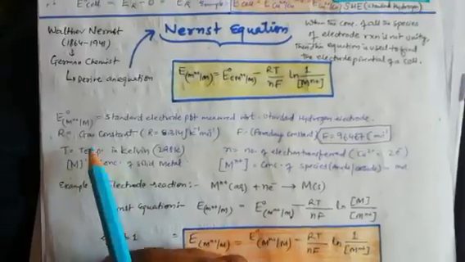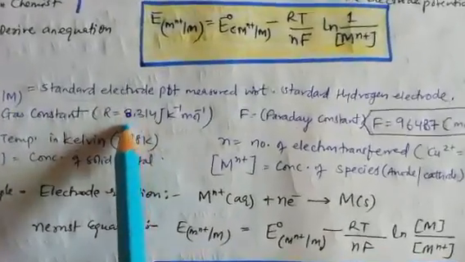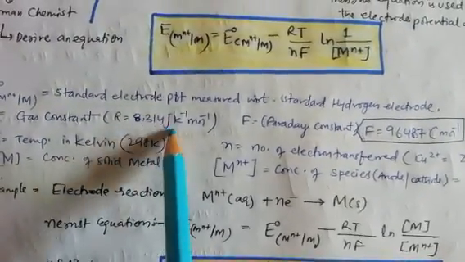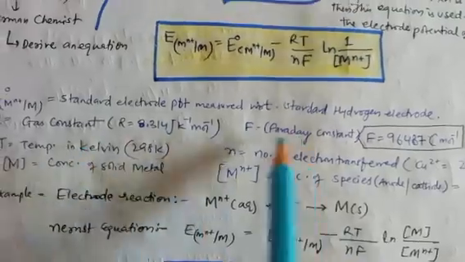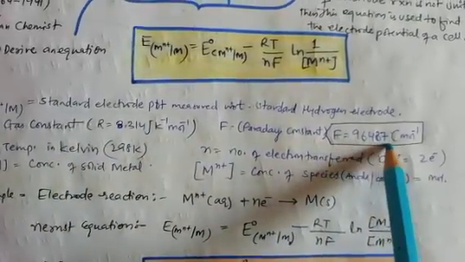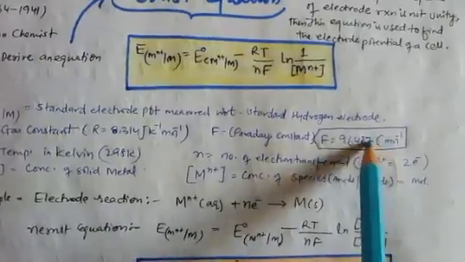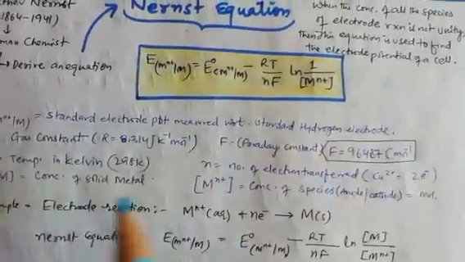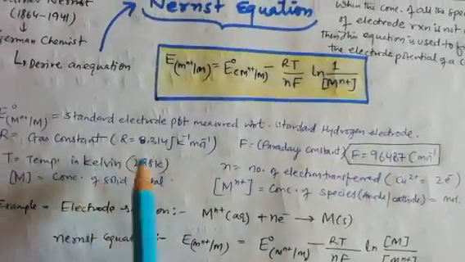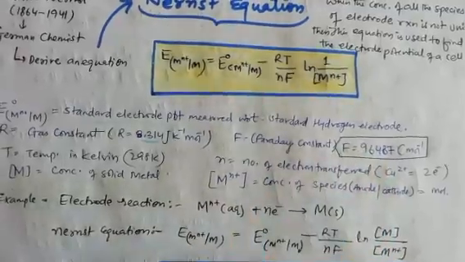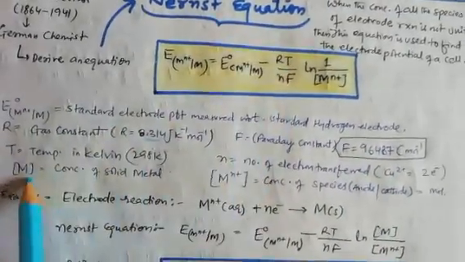So by keeping EMF in mind, we can calculate. R is the gas constant, the value of R is 8.314 joule per Kelvin per mole. The value of F is 96487 coulomb per mole. So dear students, no need to calculate. This is the standard, universal value, already calculated. You just have to remember these values and put them in this equation to calculate the numerical.